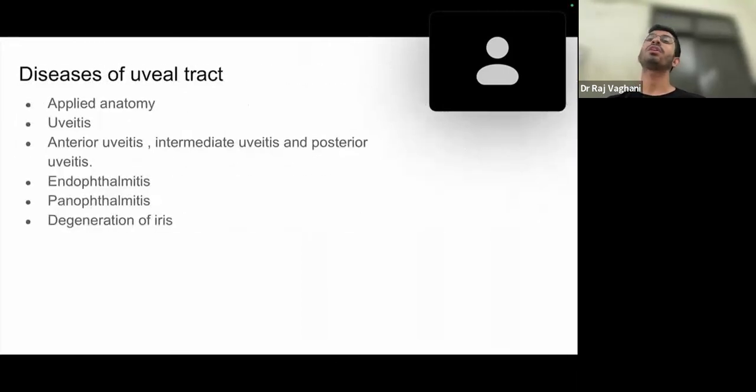Now, what is the uveal tract? The uveal tract is not a single thing. It is a tract, meaning it comprises two or three things. So we'll discuss its applied anatomy. What does it include? What is its structure? The diagram of the uveal tract is very important for university exams, so we'll also discuss the diagrams.